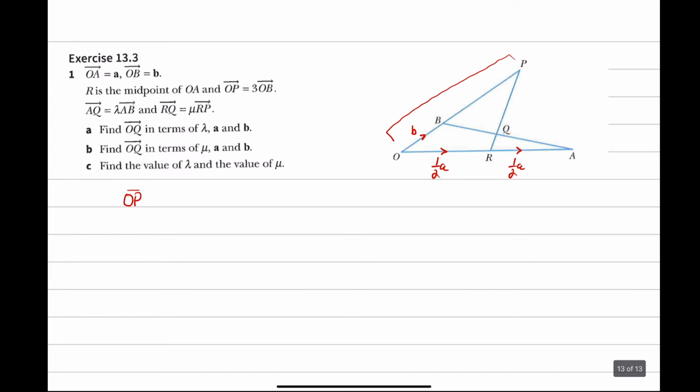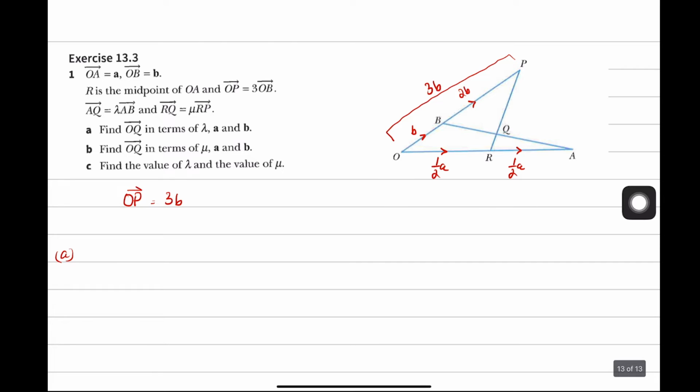So OP naturally becomes 3B. So this is 3B. And while you're at it, here's what I would suggest. Find out BP. How much do you think BP is going to be? 2B. Perfect. So this, you'll realize, will make your life easy.